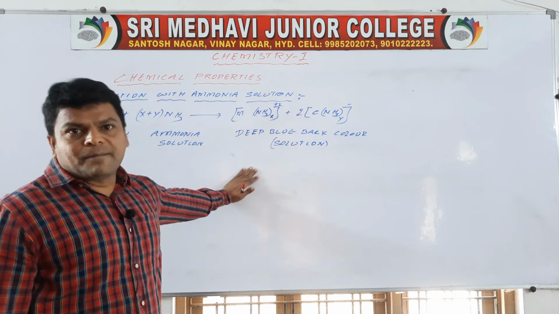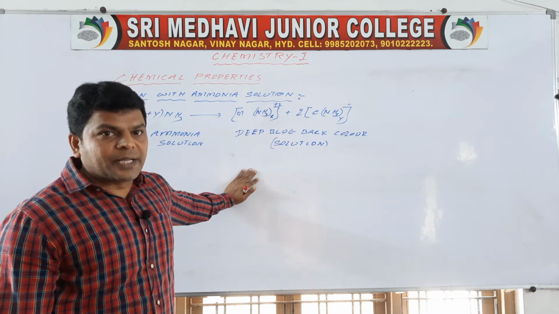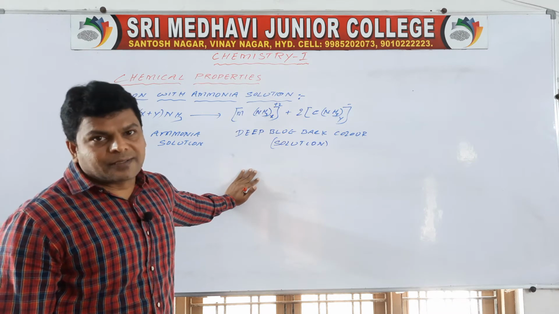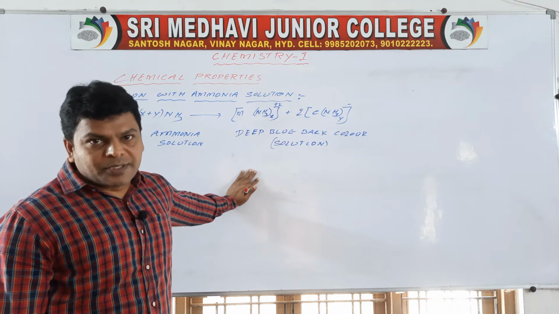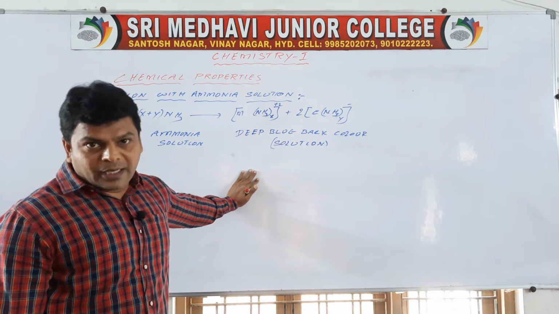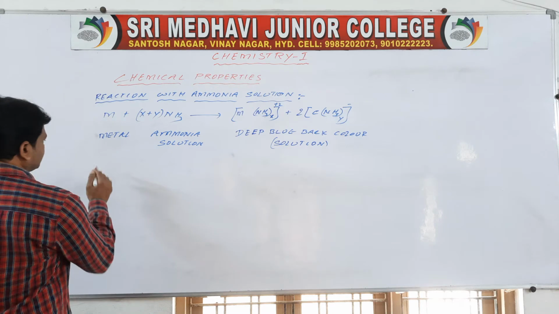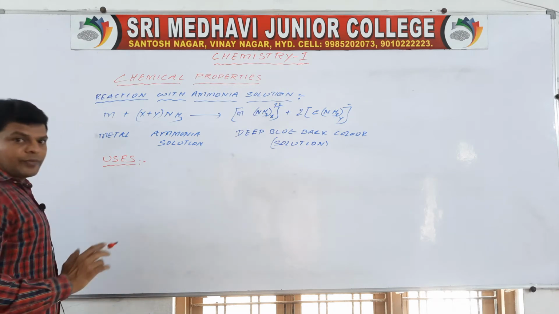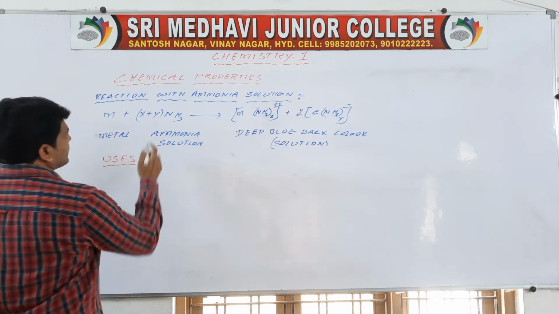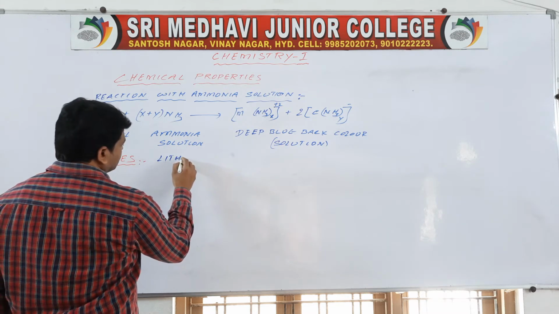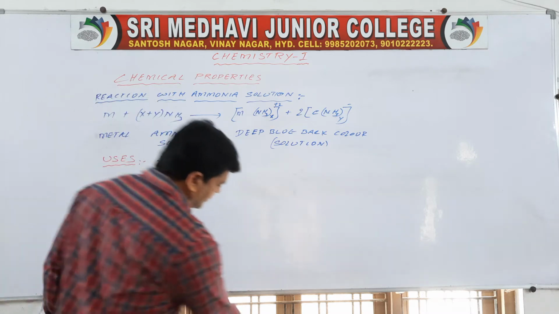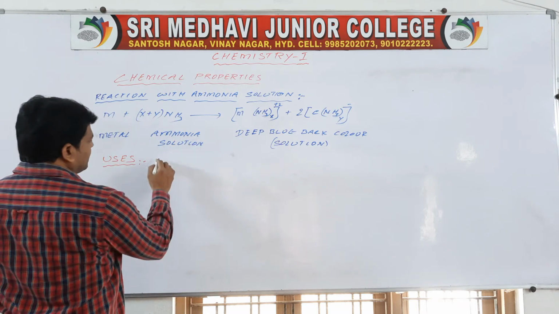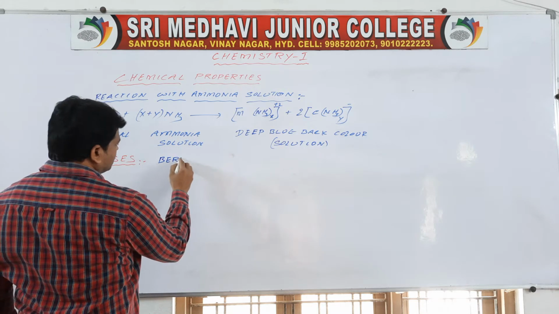So these are the chemical properties of second A group elements. Next we have to discuss uses of second A group elements. The first one, beryllium.